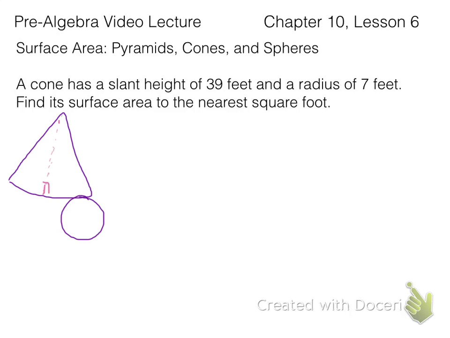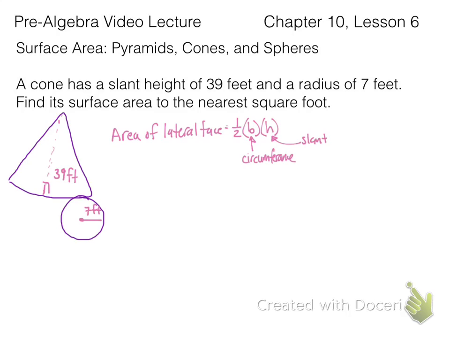So here's my net. I have a triangle that makes up the lateral face, and I have a circle that makes up the base. So the area of the lateral face is 1/2 base times height, where the circumference is the base, basically from here to here. That's the circumference, because you have to think about it. It would be the distance around the circle, because it's going to go all the way around it. And that's the circumference, which is also known as the base. And the slant height is right there, which is basically how high the triangle is.